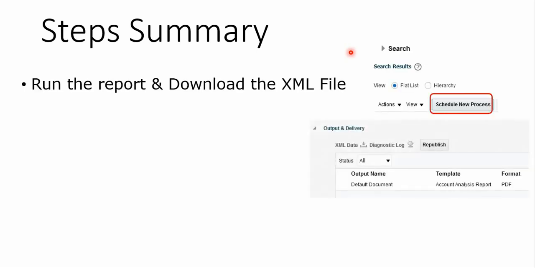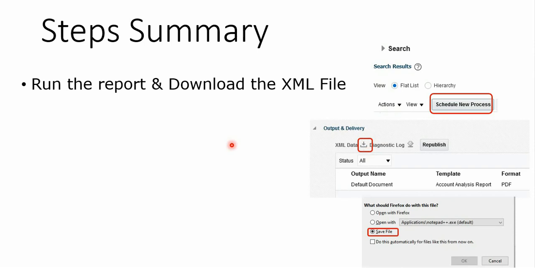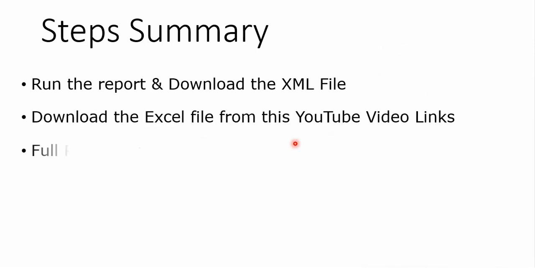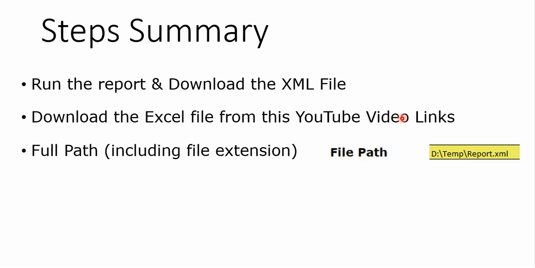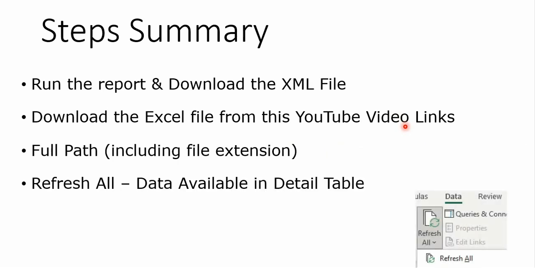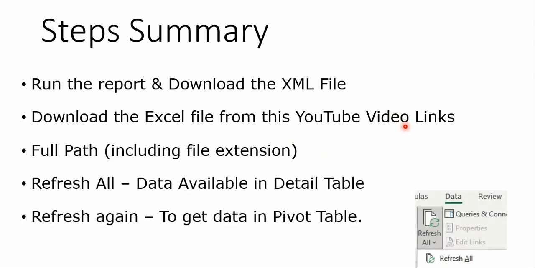Let's summarize the steps. First, you need to download the report, take the output, and save it on your system. Then download the Excel file from this YouTube video link, and thereafter put that path into the downloaded Excel file, then refresh the data once to get the data loaded in the detail table, and then refresh again to get the data in the pivot table.